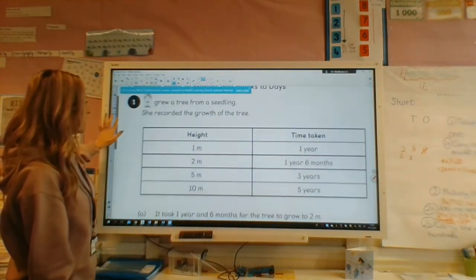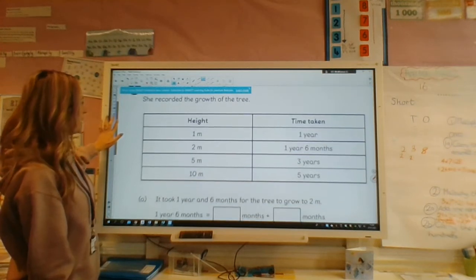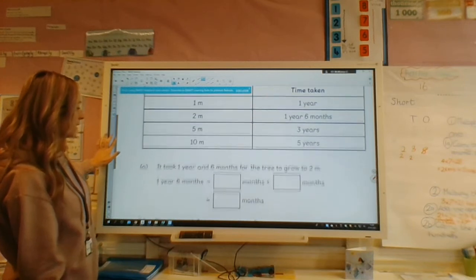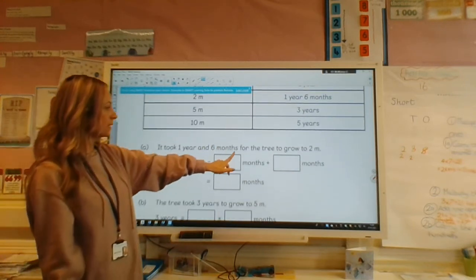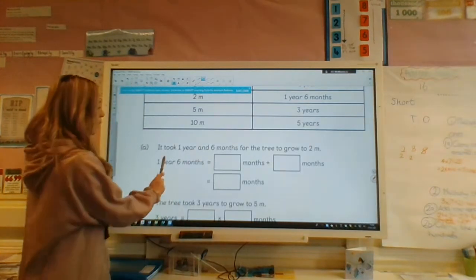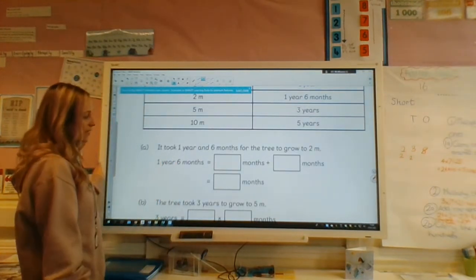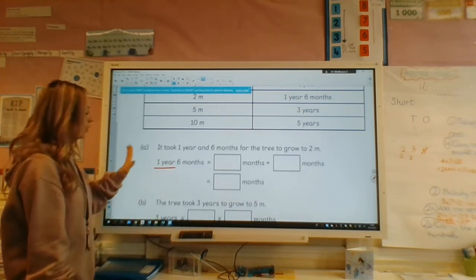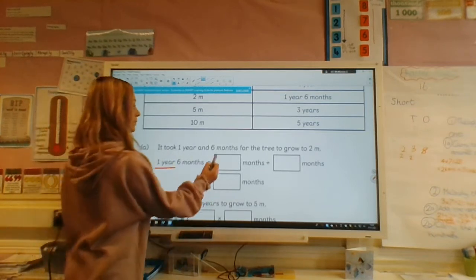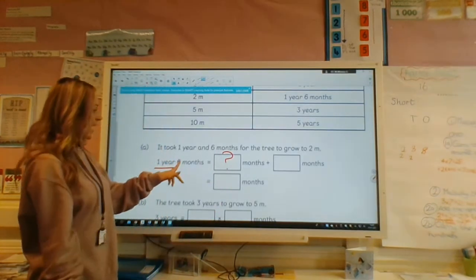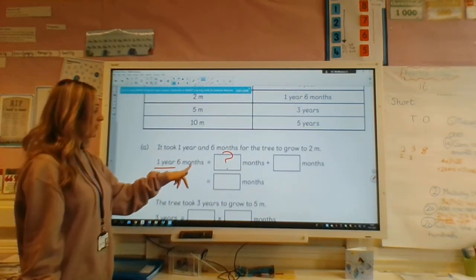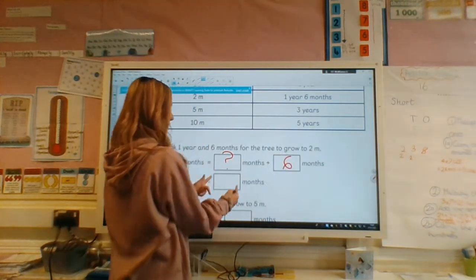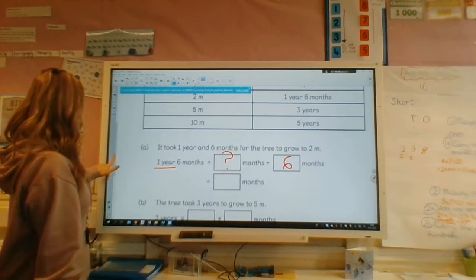Okay, so this is your activity today. It's asking you here to look at converting years into months. So here it says it took 1 year and 6 months for a tree to grow. And they want you to convert 1 year and 6 months into months. Now, first of all, you're going to convert 1 year into months. Well, how many months are in 1 year? I'm not going to say, that goes there. And then we've got 6 months here. We don't need to convert that into months, it's already in months, so 6 would go there. And then you add those two numbers and that gives you the total of months.